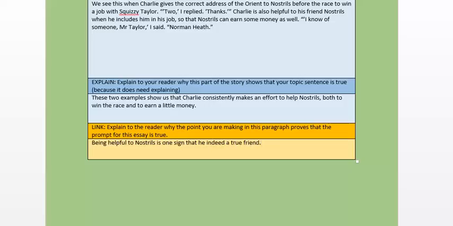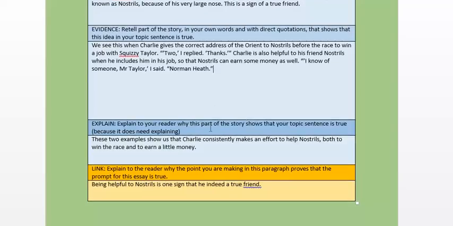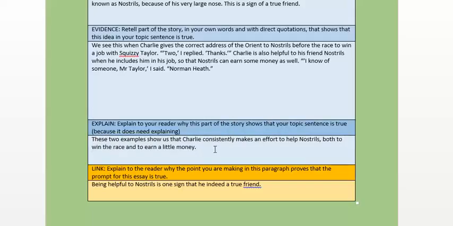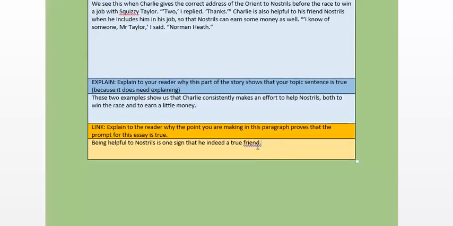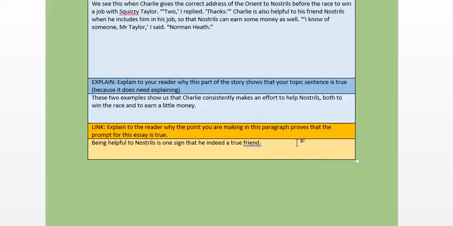So there you go. It's pretty easy. Bit of detail about the idea on the topic sentence. Just a couple of examples with quotations from the book. Make sure you put quotation marks around the bits that are from the book. Explain to me that these are signs of him being helpful, and then tell me that being helpful makes you a true friend. And that's it. That's your paragraph done.